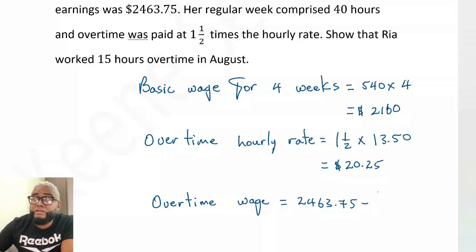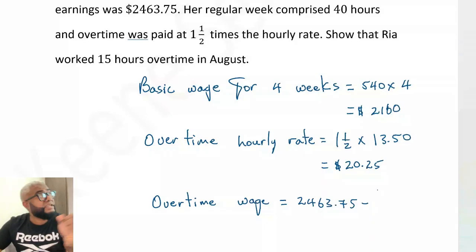What are you minusing from this? John, what are you minusing? You didn't do this one? But you understand what's going on here? So watch. This is how much she made in total for the month. So I will need to minus this from what to find out how much is remaining? The basic. Somebody said it, basic. What is the basic wage for the 4 weeks? 2160. Boom, bam. So what are we getting here for my overtime wage?